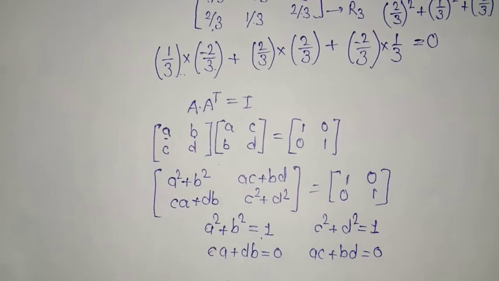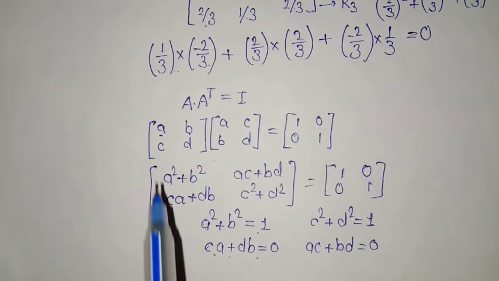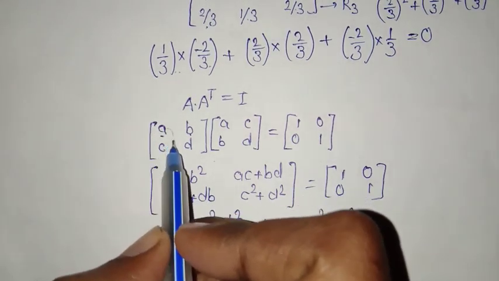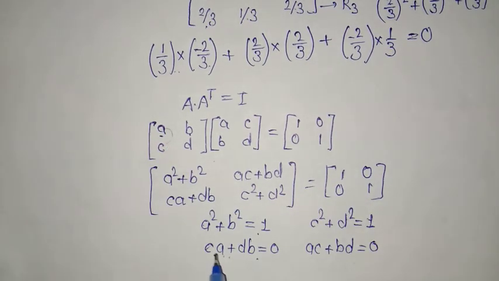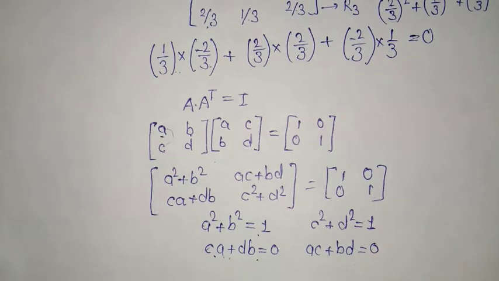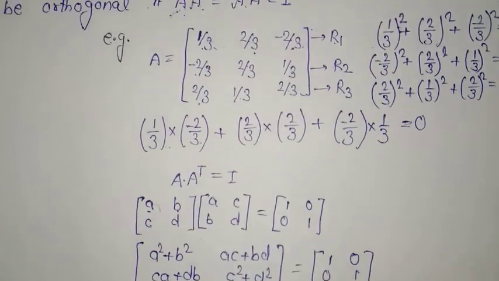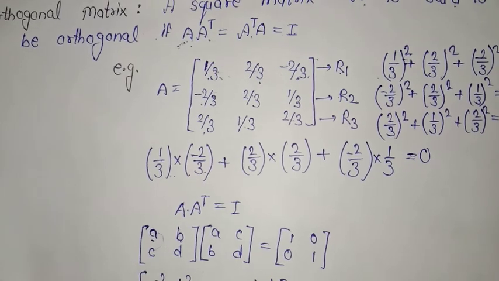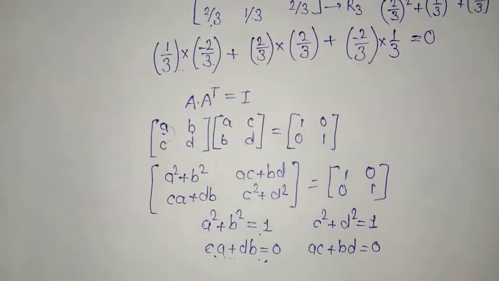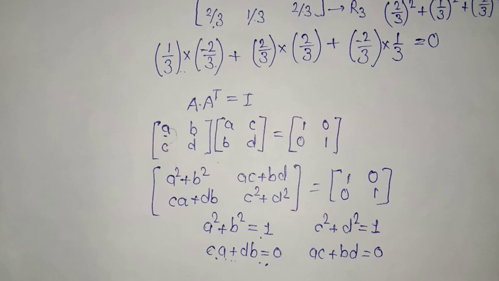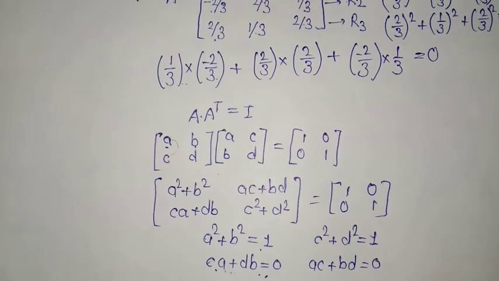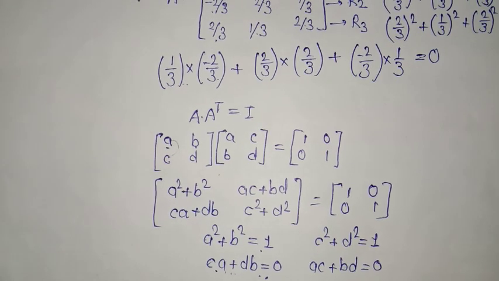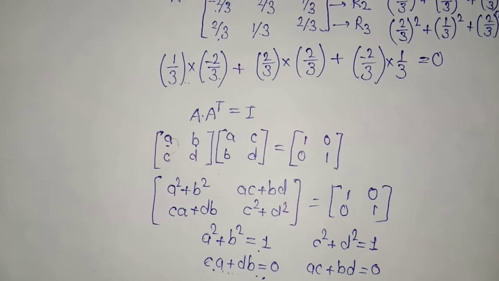And if you see this element CA plus DB, these are the corresponding row elements, and we have taken the product of these corresponding row elements, and after that we have taken the sum, and that is equal to 0. So with the help of these properties we can say that these are the properties of an orthogonal matrix. So I hope the definition of orthogonal matrix is clear to all of you, and it is also clear how we can recognize whether the given matrix is orthogonal or not.